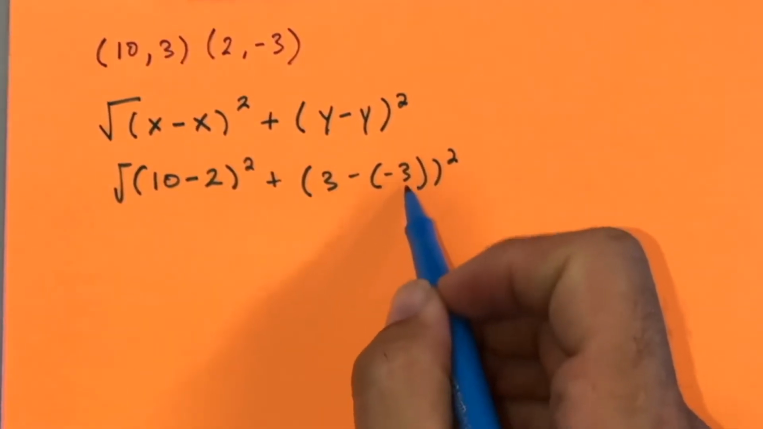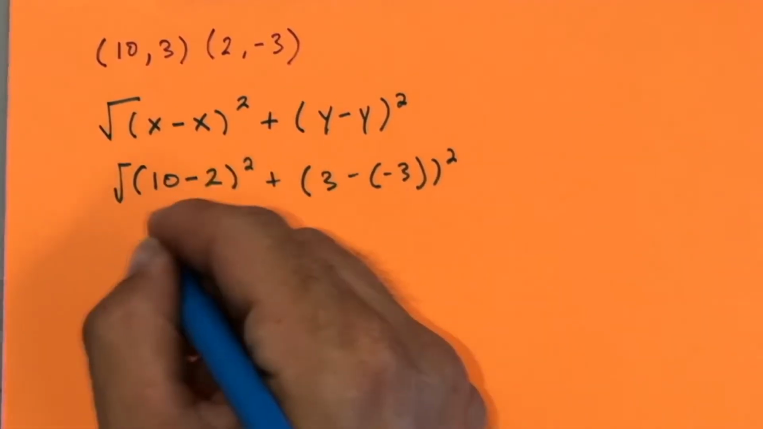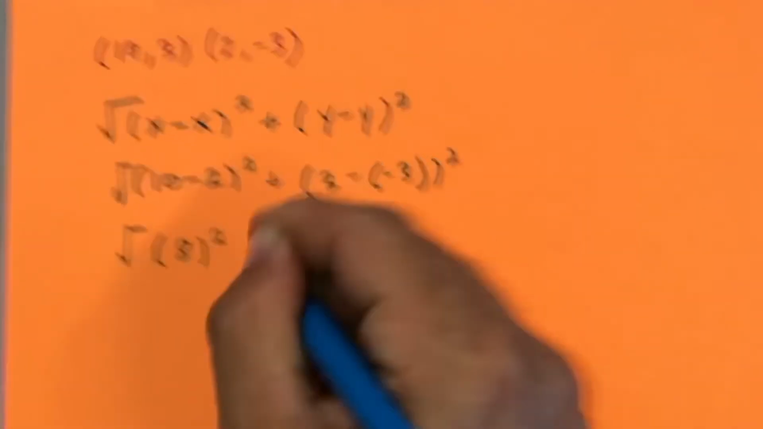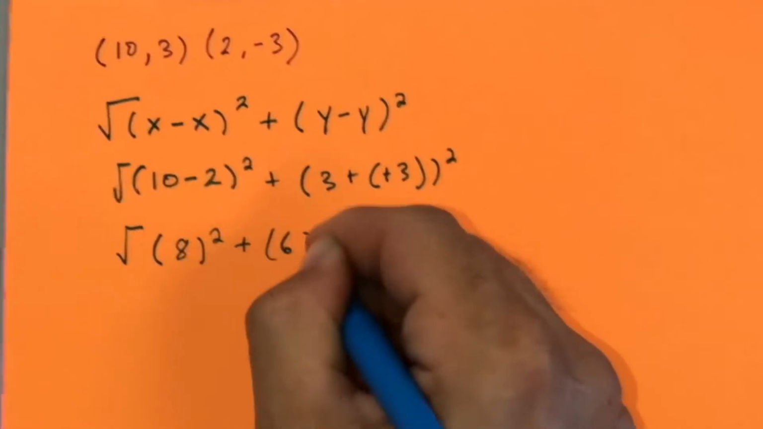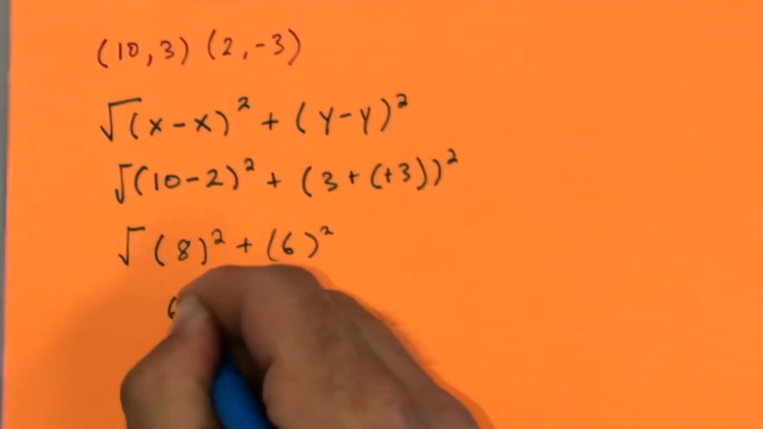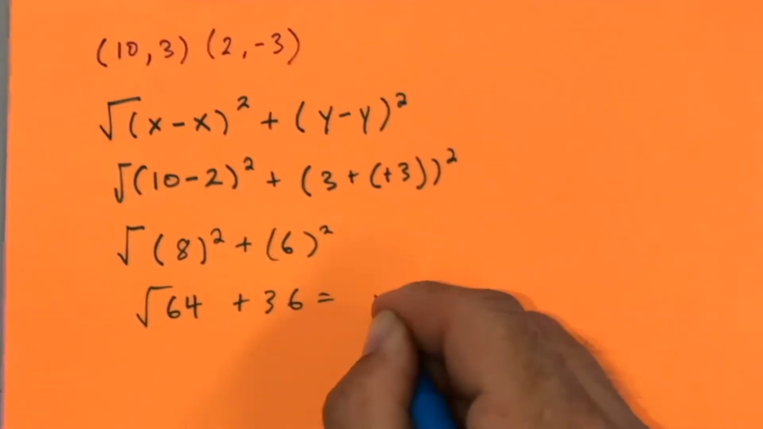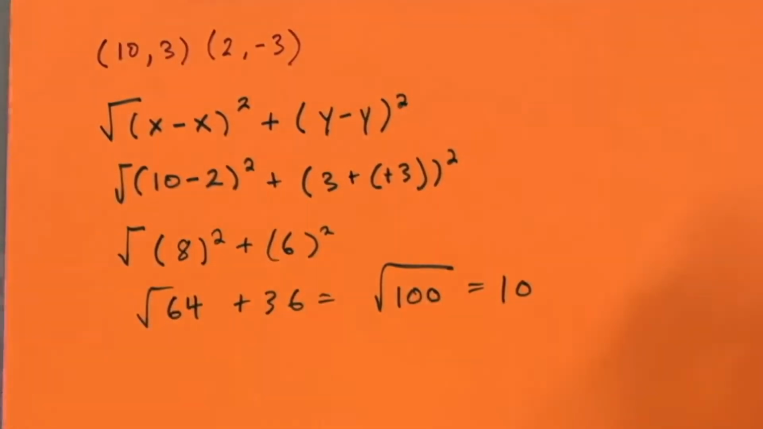Again, when I substitute in a negative, I like to use these parentheses. It helps me with my signs. 10 minus 2 is 8 squared plus 3 minus a -3 is 6 squared. 64 plus 36 gives me square root of 100, so therefore my distance would be 10.